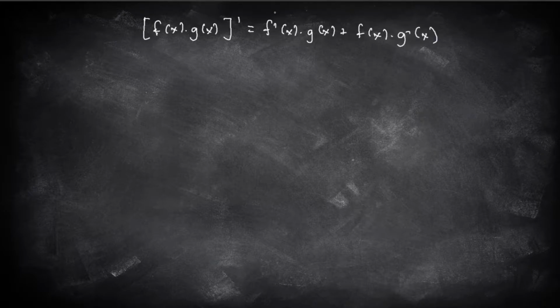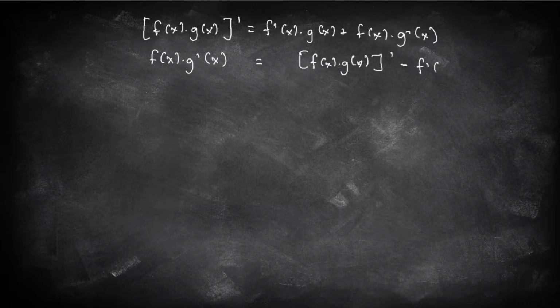Okay, so what we're going to do is isolate one of these terms. So I'm going to isolate this one. That's going to be f of x times the derivative of g of x. And that'll be equal to, and then we're going to have to combine these two together, so we're going to subtract them. So that means the derivative of f of x times g of x, the whole thing, minus the derivative of f of x times g of x. Okay, so we know that's true because we just rewrote this in a different form.